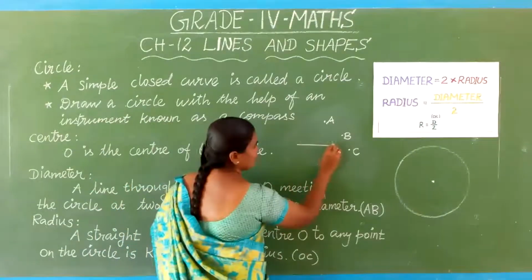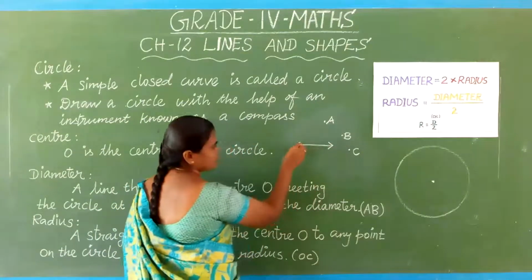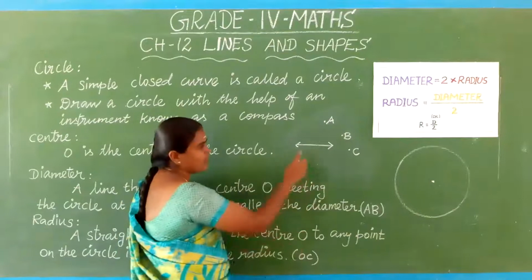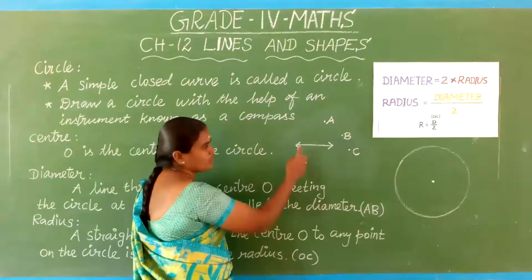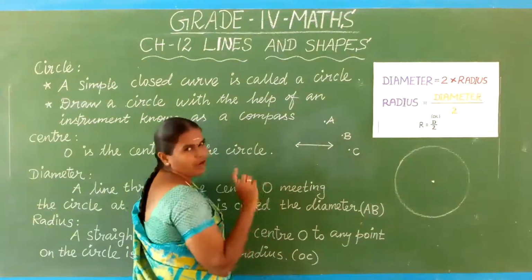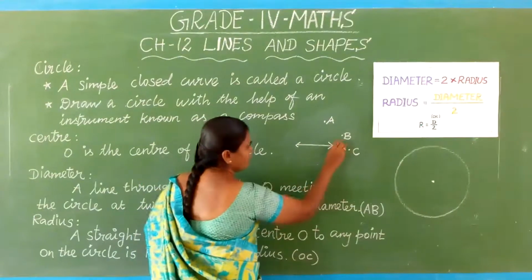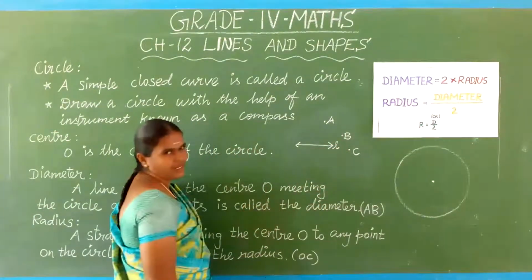Next one, line. Line means no end points. So a line has no end points. Both sides are going on. I put the name L. Line L.